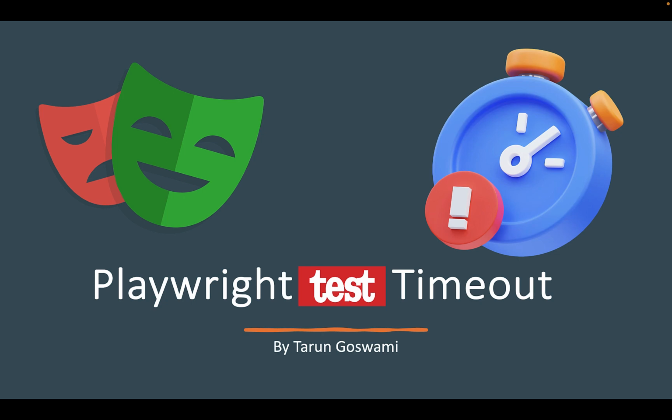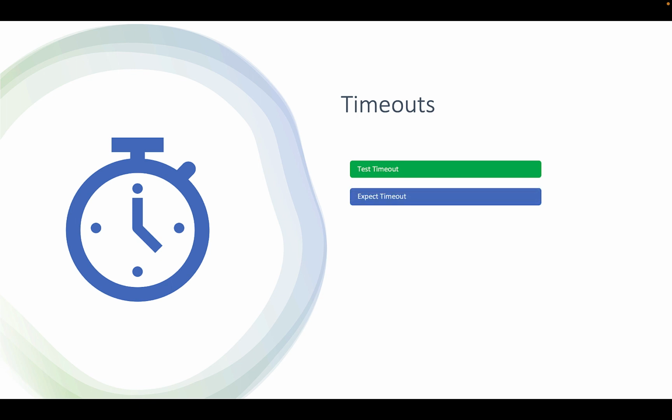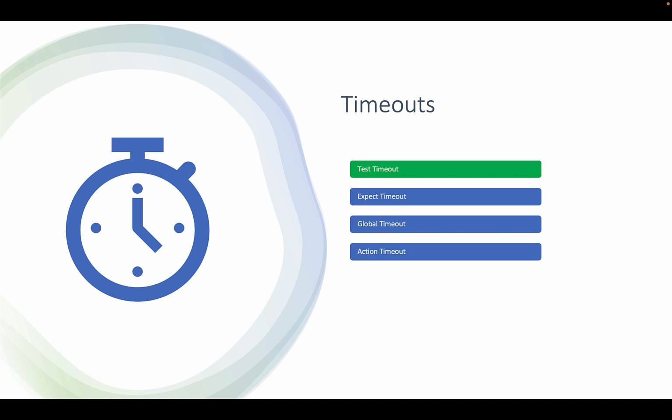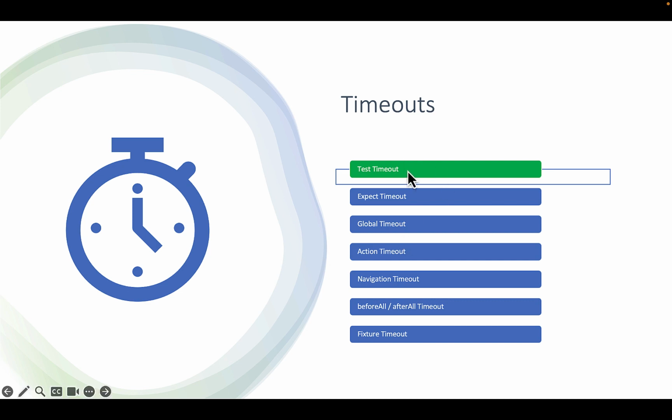So today let's discuss about Playwright Test Timeout. The Playwright Test framework provides a range of timeouts. These include the test timeout, expect timeout, global timeout, and several low-level timeouts such as action timeout, navigation timeout, before all and after all timeout, and fixture timeout. So in this video we will discuss a few essential aspects of test timeout.